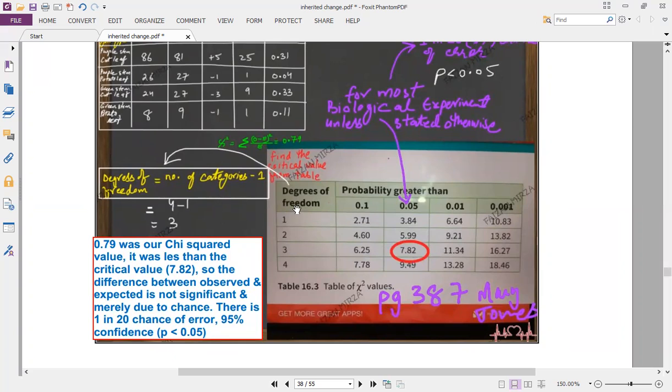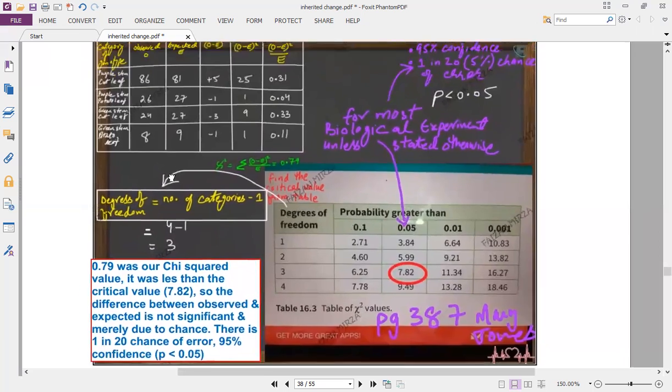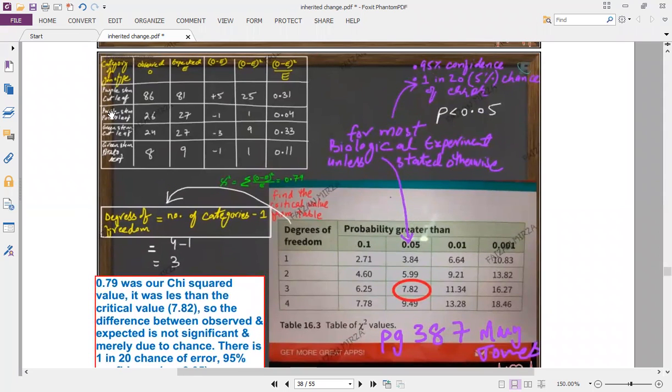The second thing is to calculate the degrees of freedom. The degrees of freedom in chi-squared is equal to the number of categories minus one. Since we had four categories, which four categories did we have? We had four phenotypes: purple stem cut leaf, purple stem potato leaf, green stem cut leaf, and green stem potato leaf. So these were the four categories here. I subtract one from four. My answer comes out to be three.